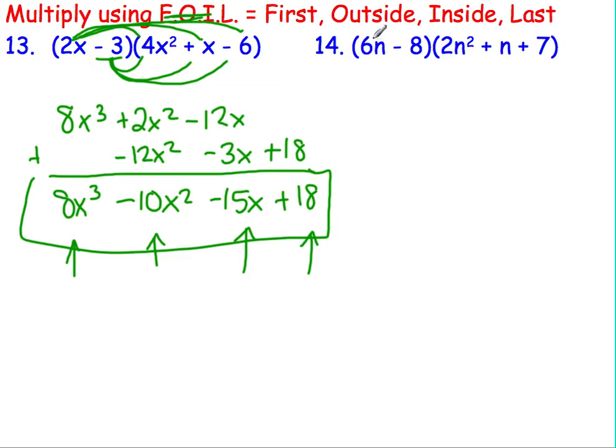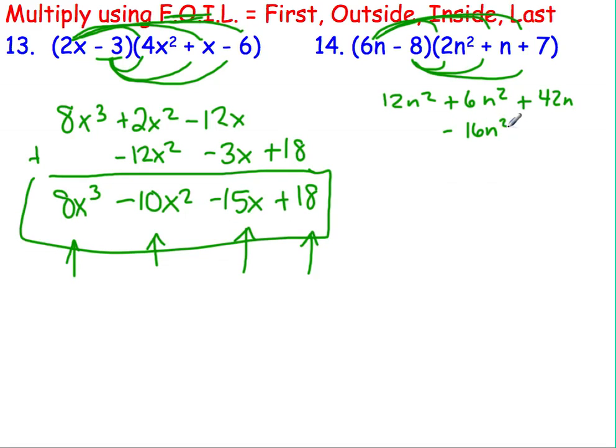Let's do the same thing with this guy. We'll multiply 6n times each of these three terms. That would give me 12n cubed, plus 6n squared, plus 42n. I'll then take negative 8 times each of these numbers, so they'll get pretty big. That'd be negative 16n squared. That's negative 8n, and that'd be negative 56.